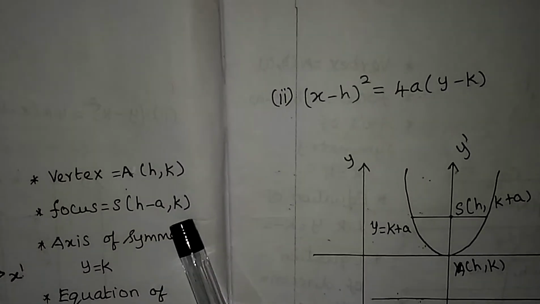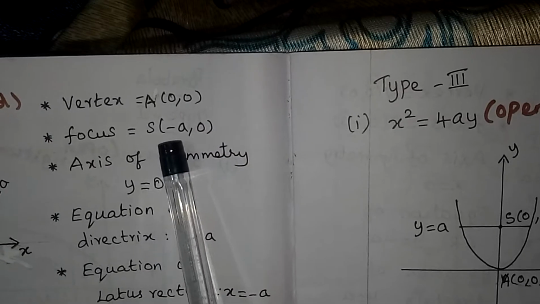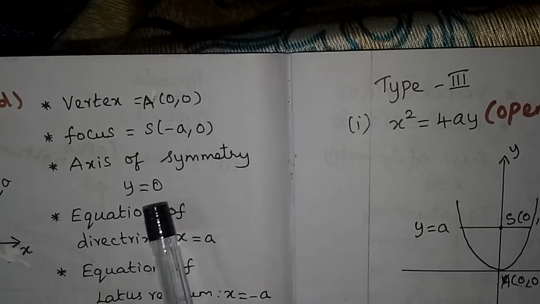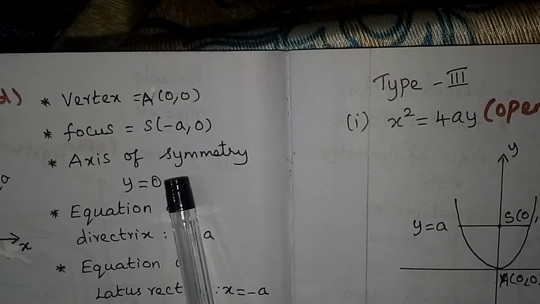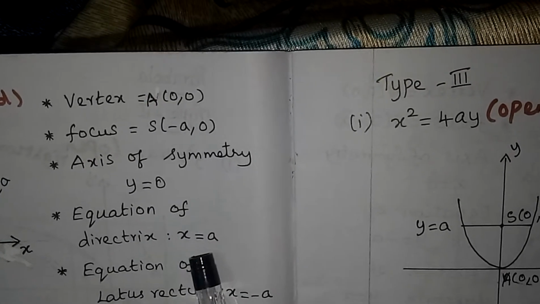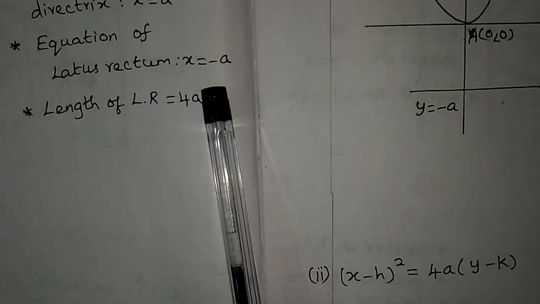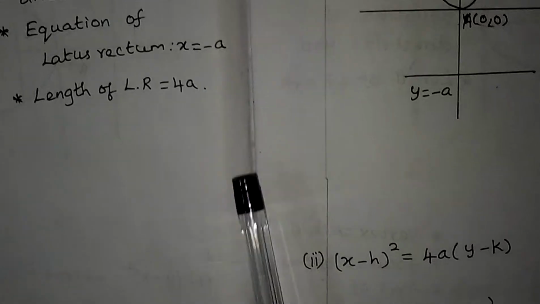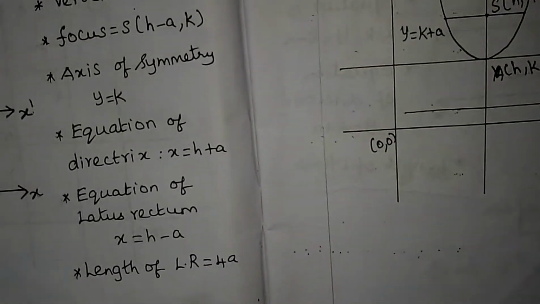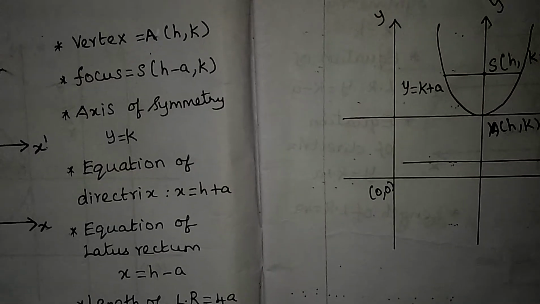So vertex, focus, from this also you can write, h comma k you have to put. Here focus means h minus a comma k. Here y is equal to k, isn't it? Y means k you have to put. Equation of directrix will be x equal to h plus a. Equation of latus rectum means x equal to h minus a. Length of latus rectum is 4a. So from that set of formulas itself, you can derive these.